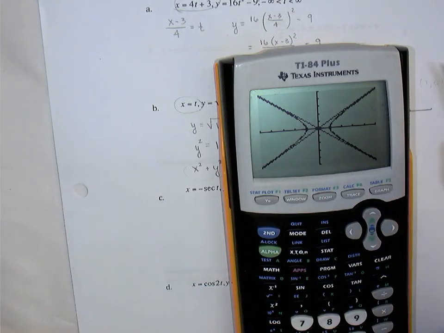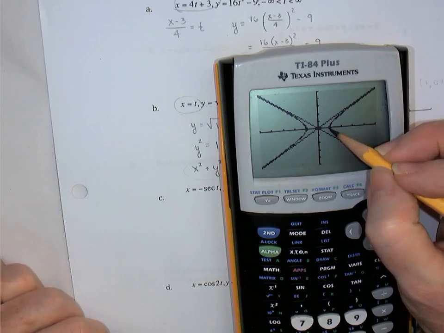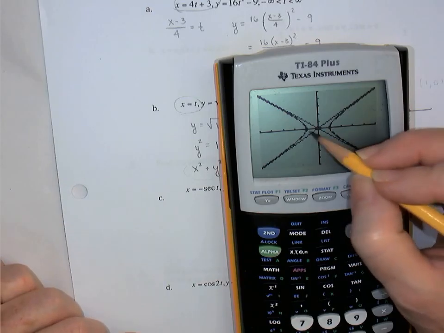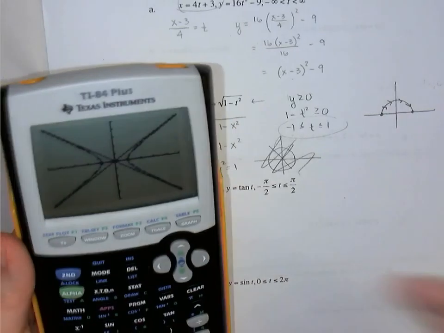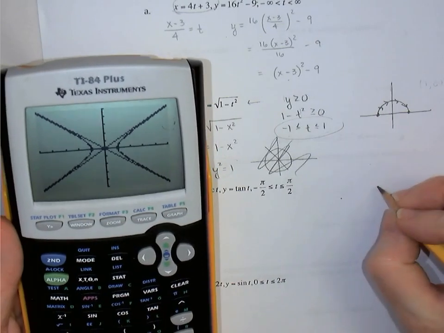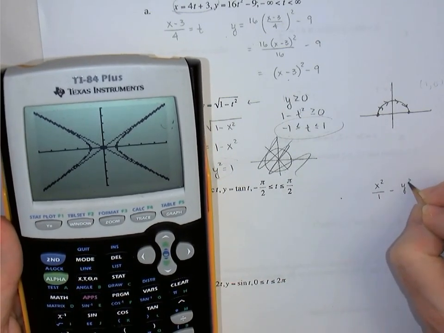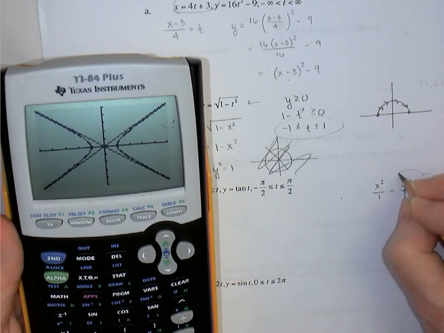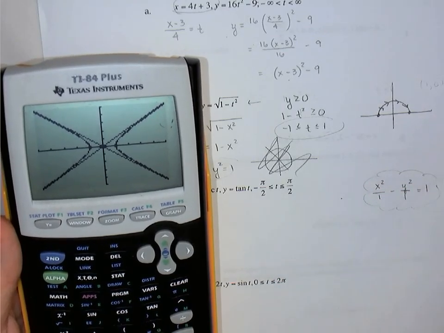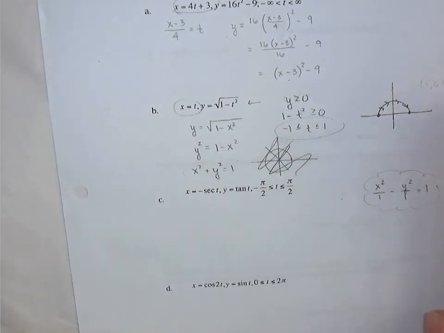If I were going to look at this, I would say the x-intercepts look like 1 and negative 1. So I would guess that in rectangular coordinates, this would be something like x squared over 1 minus y squared over 1 is equal to 1, if you remember what I had written about a hyperbola. So let's see if we can reproduce that.